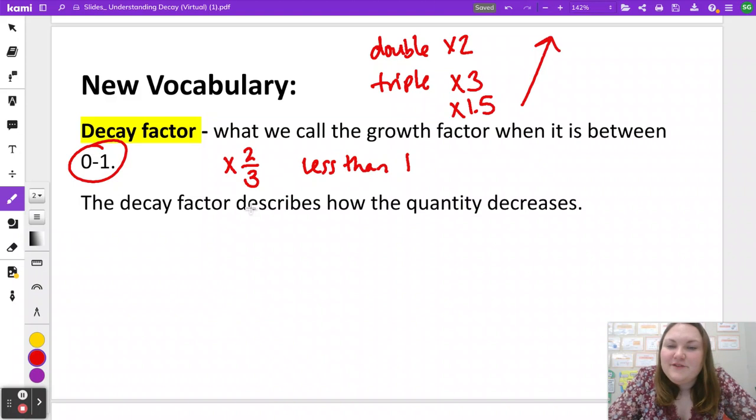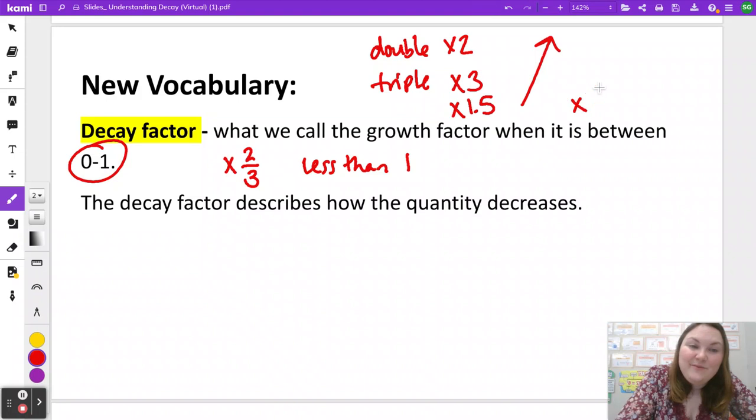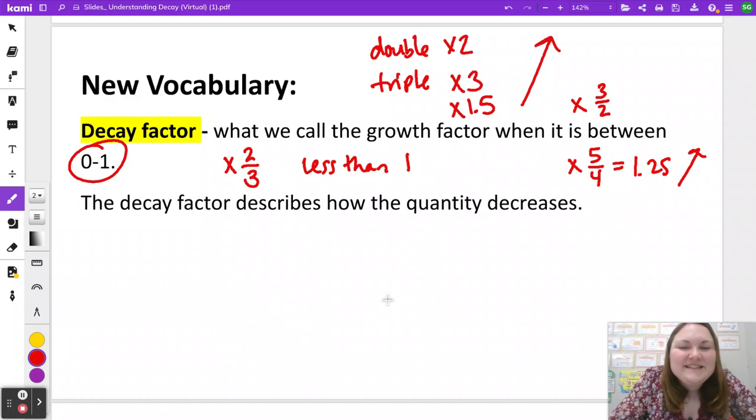Be careful with those fractions. Just because it's a fraction doesn't mean it's decreasing. For example, that 1.5 there, we had also talked about how you could see that as 3/2. I know in one of the previous homework problems, you were multiplying by 5/4. 5/4 is equal to 1.25, so that still would be increasing. But when that fraction value is less than 1, if you divide 2 by 3, you get 0.66666666. That's less than 1. That means it's going to decrease.